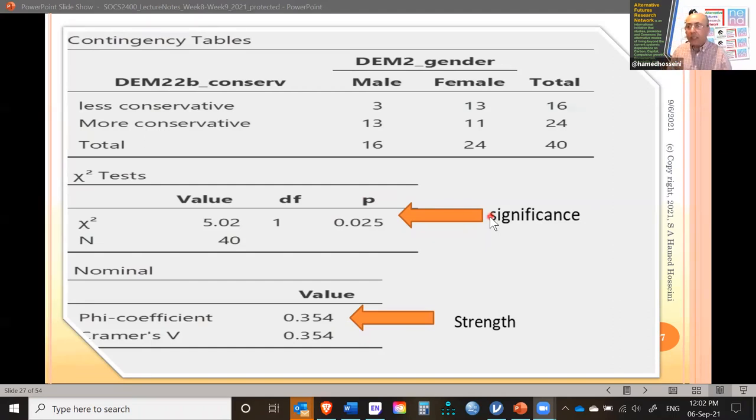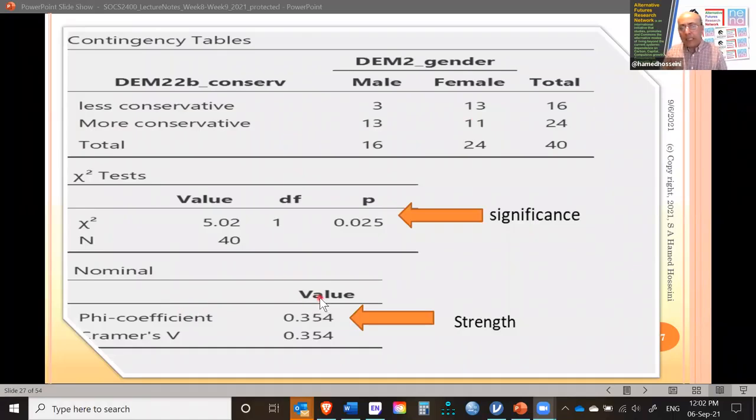But how strong is it, right? We saw that a lot of men are more conservative, but the females are not that divided. It's 13 versus 11, so that makes things not that strong. That doesn't mean that most female respondents are less conservative. It's only 13 versus 11, and that actually tones down the strength of the relationship.